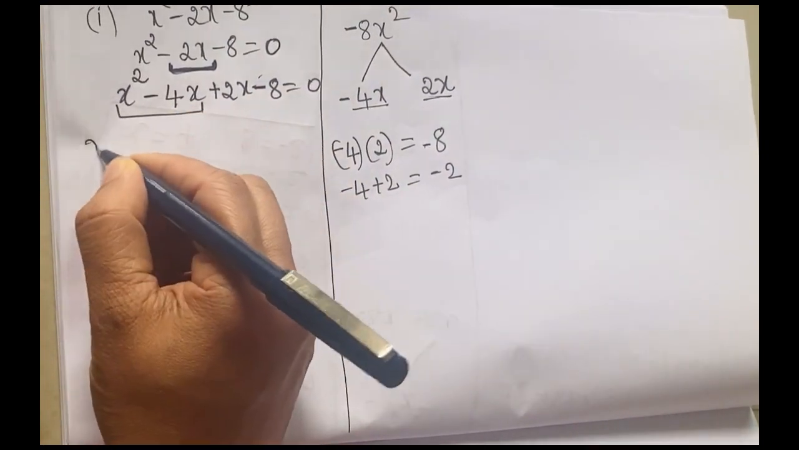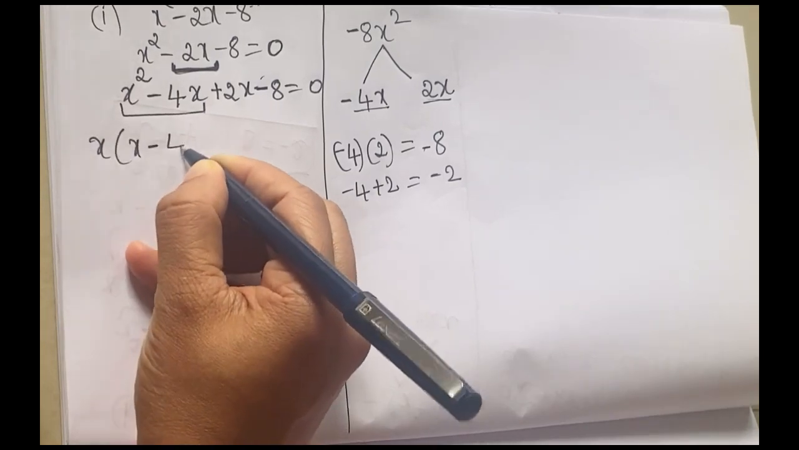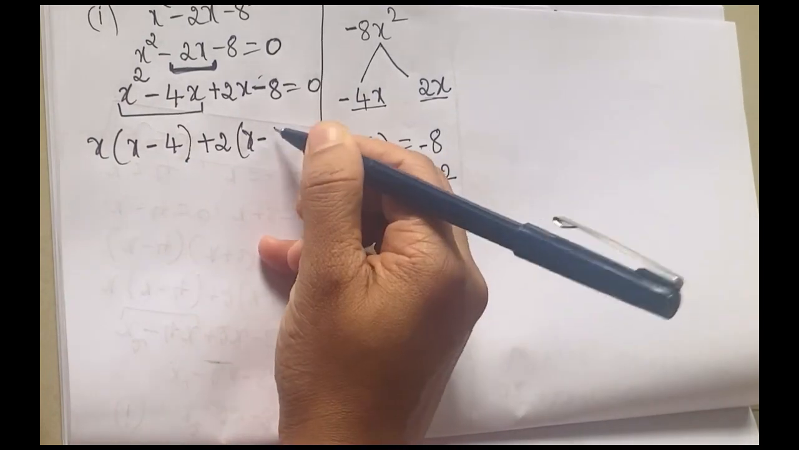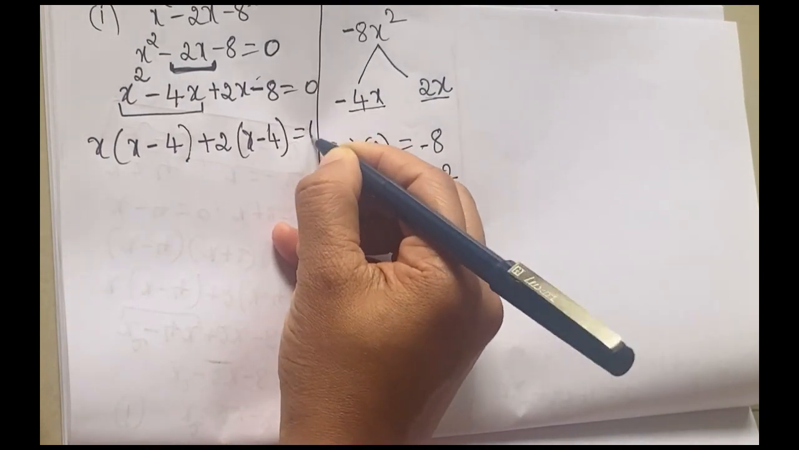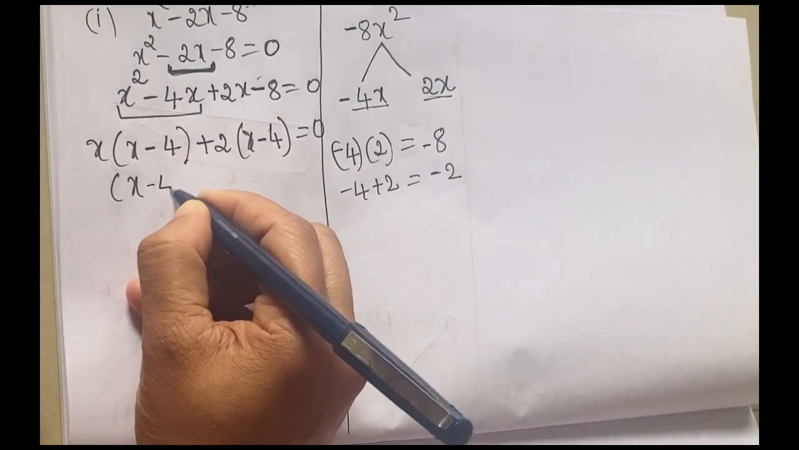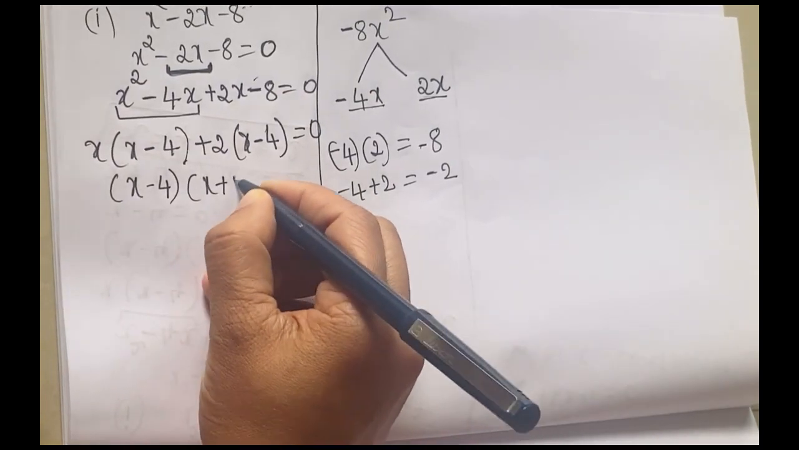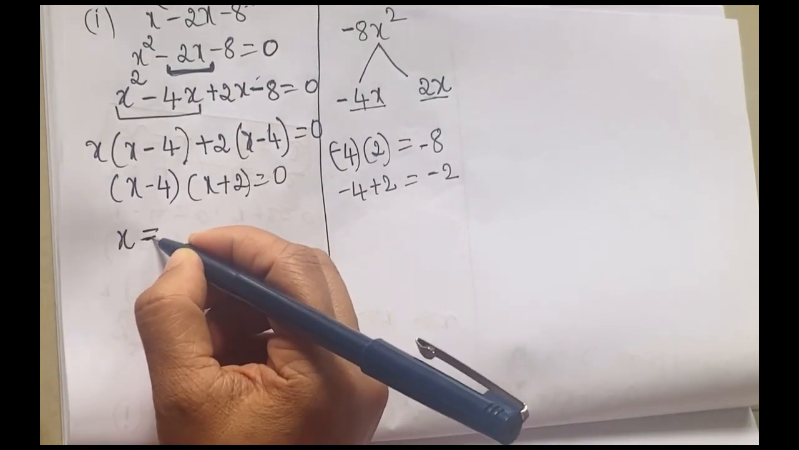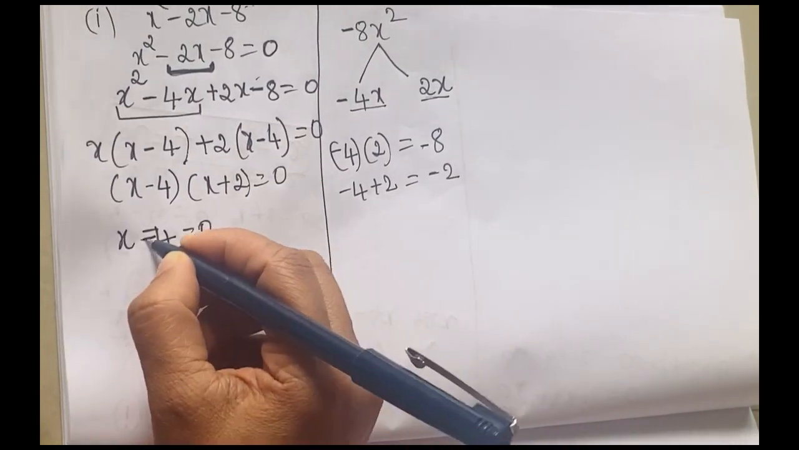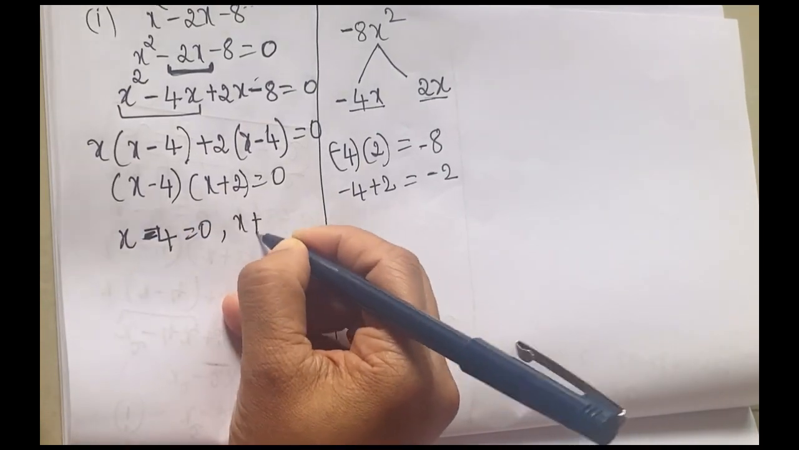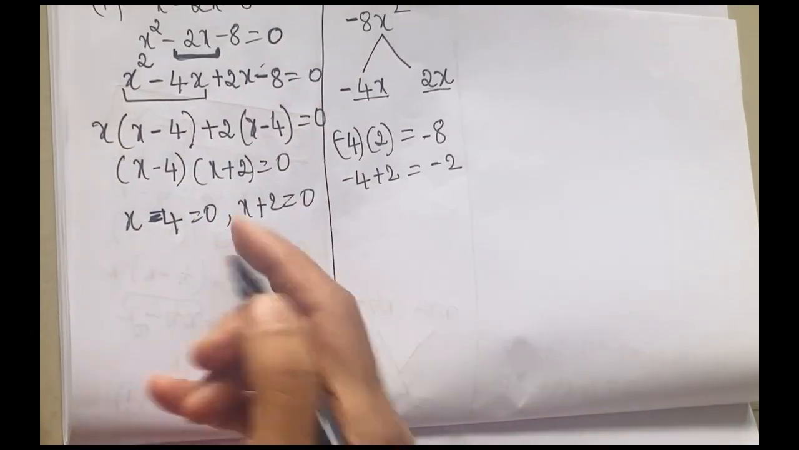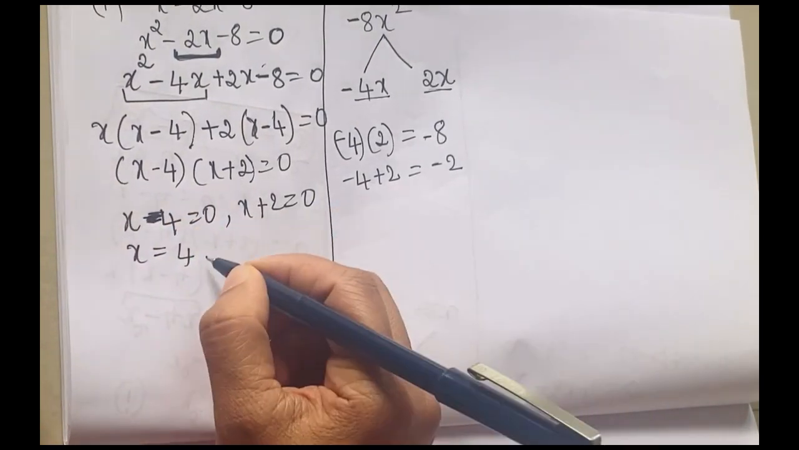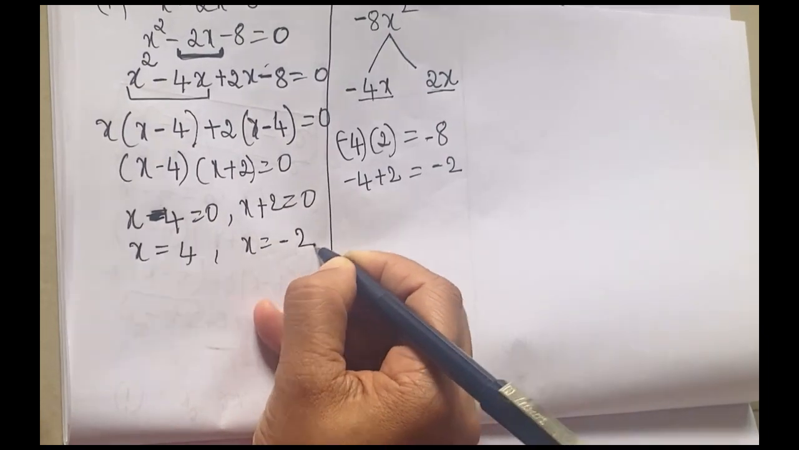And take the common term x. x into x minus 4 plus 2 into x minus 4 is equal to 0. x minus 4 common, x plus 2 is equal to 0. Then you will get x minus 4 is equal to 0, x plus 2 is equal to 0. x is equal to 4, and x is equal to minus 2.